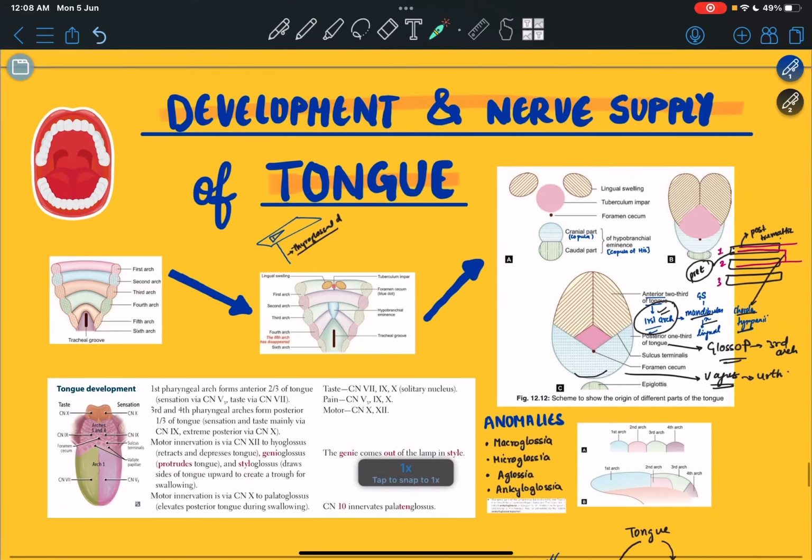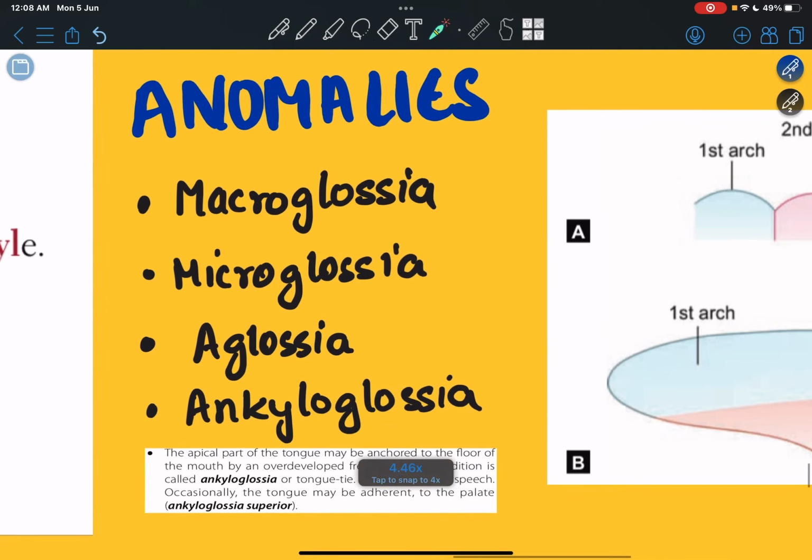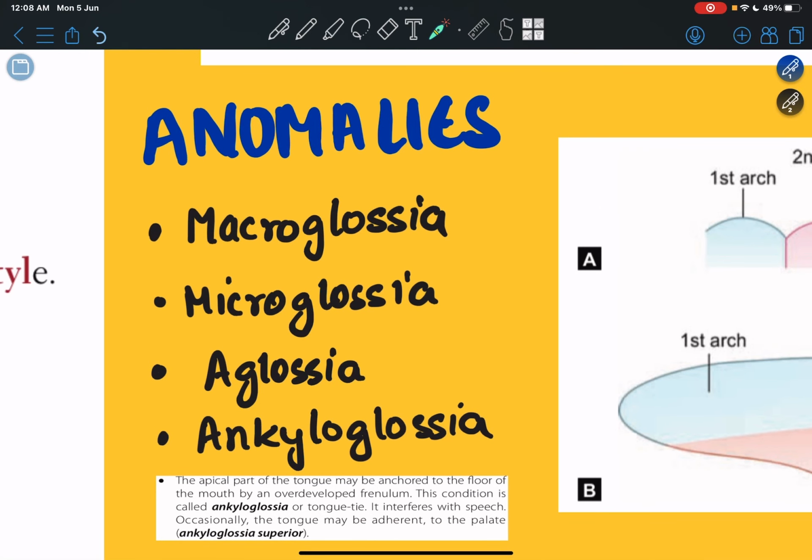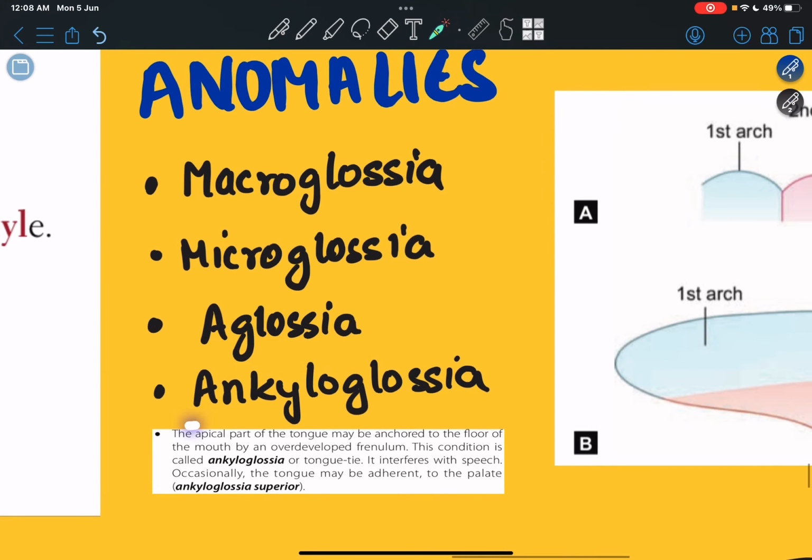Now normally I make a separate video for the anomalies and the development, but First Aid hasn't mentioned any anomalies in the tongue development, so I'm not going to make a separate video and will quickly just mention it here. The anomalies could be macroglossia, that means the tongue develops to be giant or very big. Microglossia, it's very small. Or aglossia, it is completely absent. Or the last is ankyloglossia.